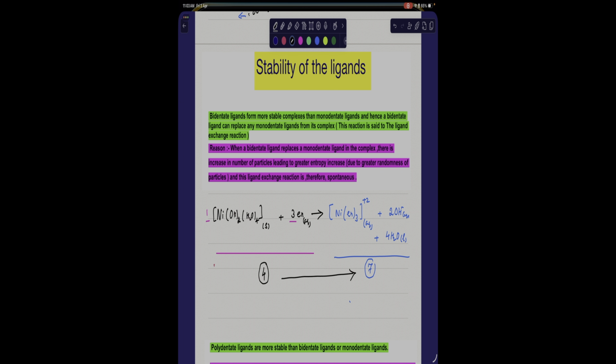So when the number of particles increase, obviously there will be greater randomness of particles, so there will be an increase in entropy. So the entropy change, or delta S, will be positive, right? And any reaction which is involving increase in entropy, that will be spontaneous. Spontaneous means the reaction will go on without any external help, okay? It will be spontaneous, right? So due to this reason, or due to increase in entropy, a bidentate ligand can replace any monodentate ligand.